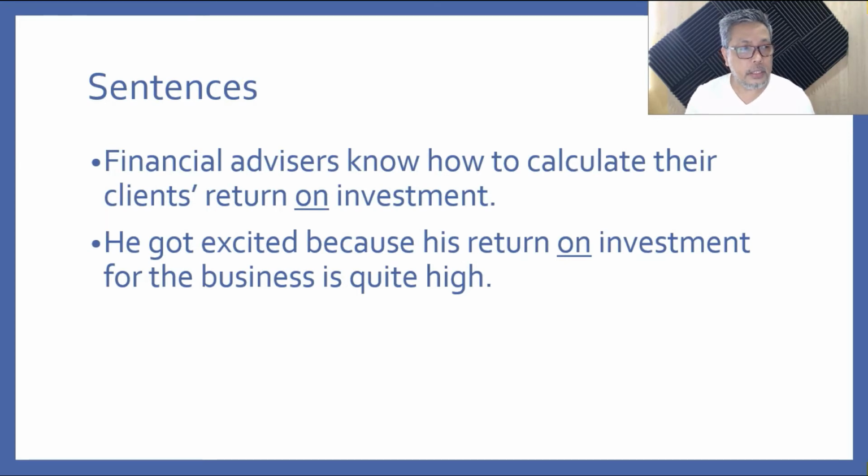So a couple of sentences. Financial advisors know how to calculate their clients' return on investment. And then another one, he got excited because his return on investment for the business is quite high. So if you've committed that error also, well, it's time to change that. So stop using the preposition of for that phrase. Instead, use on, return on investment.